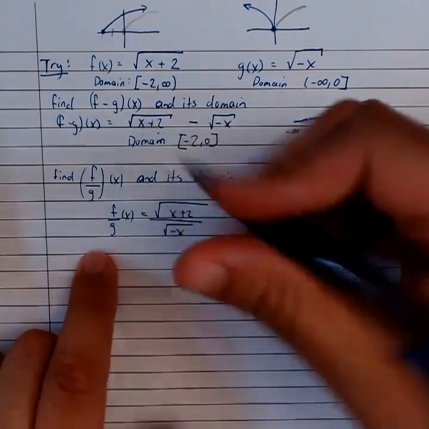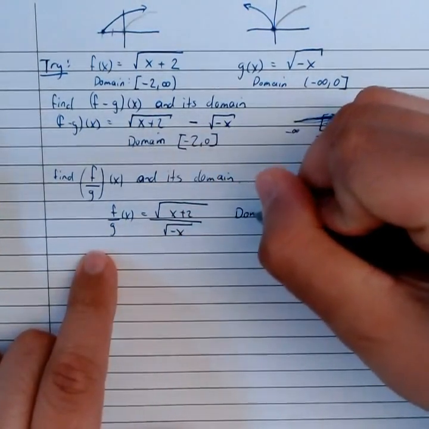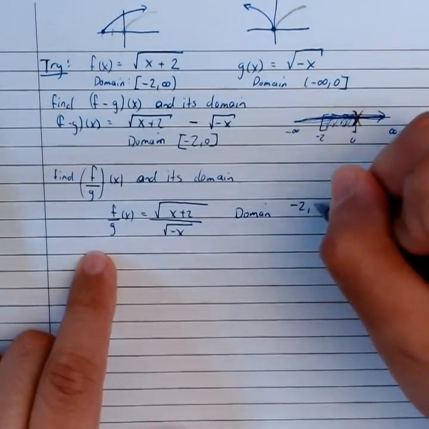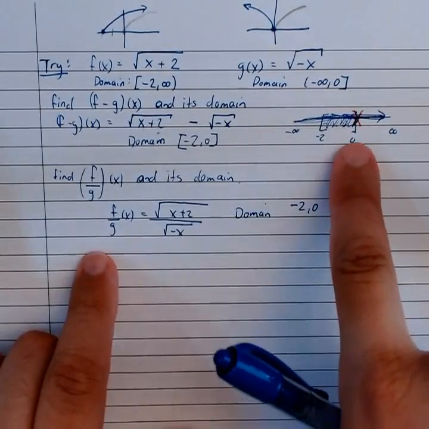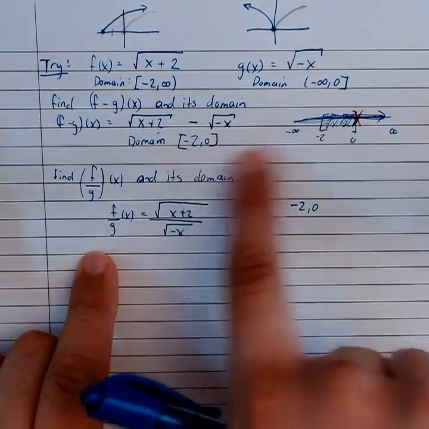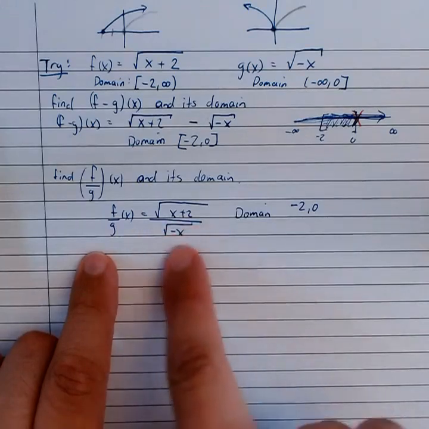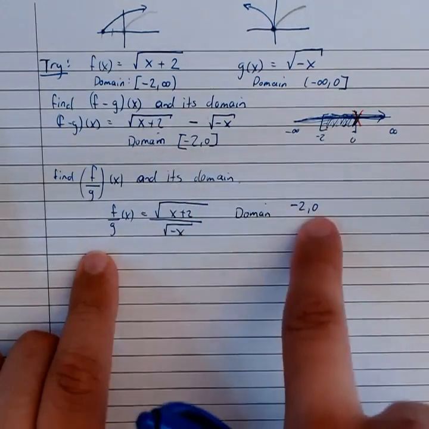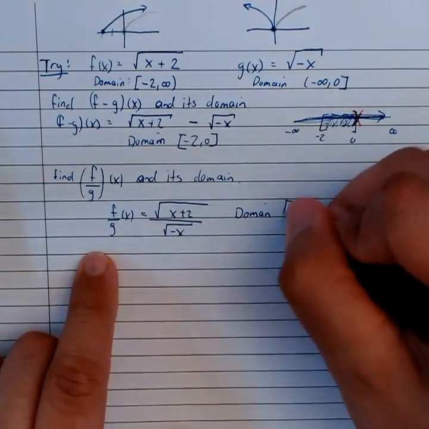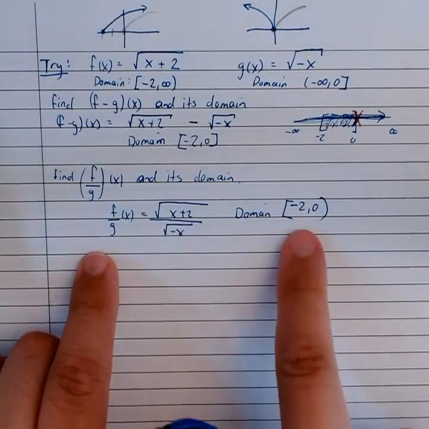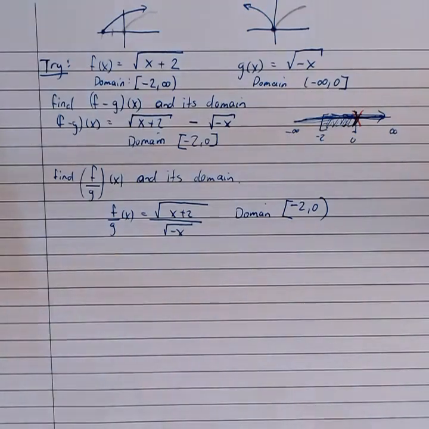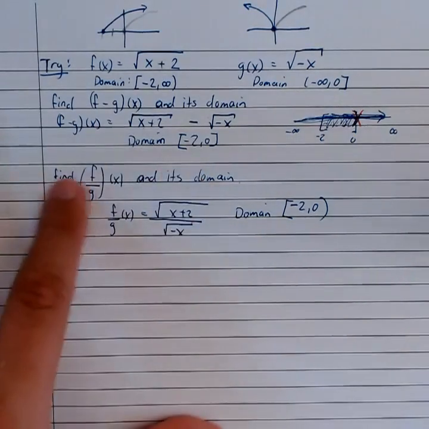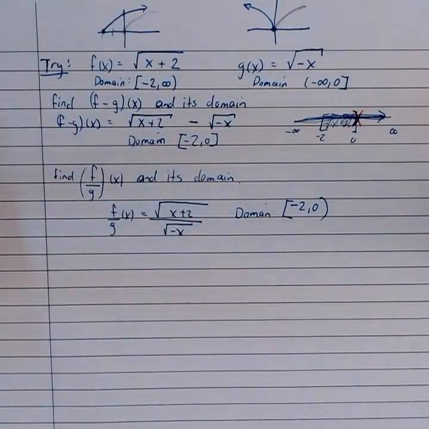So our domain will look almost exactly the same. It'll be everything from minus 2 up to 0. But the only difference is we have to throw away that number on the endpoint. You have to throw away that 0 because if you include 0, that makes your denominator 0. So it's the same domain minus the 0. So now you don't include it. And that's it. We find our new function f minus g with its domain, and we find our new function f over g with its domain.